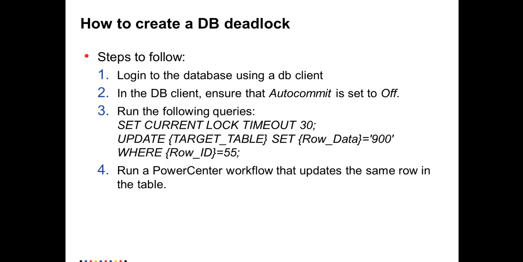So you update a row in a certain table. Since you didn't commit, the row will be locked. So let's say you have a database client or workflow that then tries to update the same row. What happens is, since that particular row is locked, it will wait for 30 seconds and then it will fail with the deadlock error.